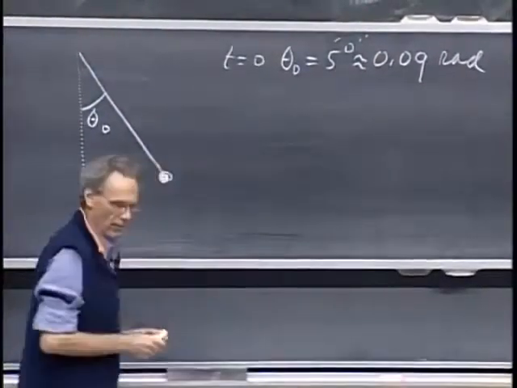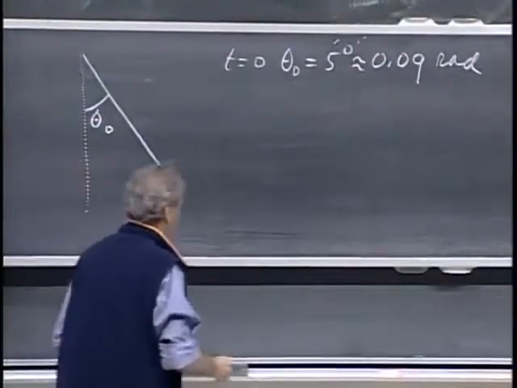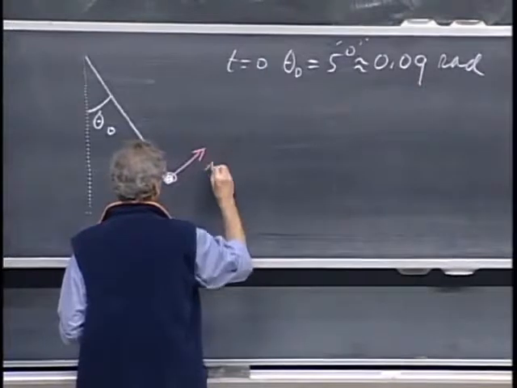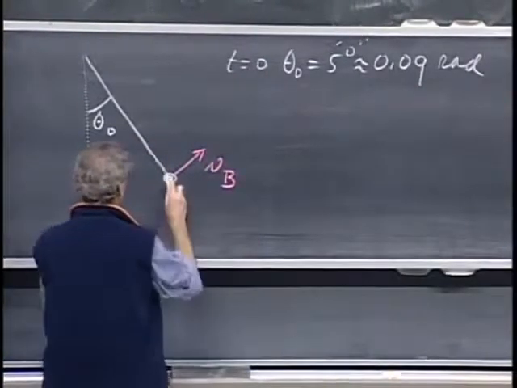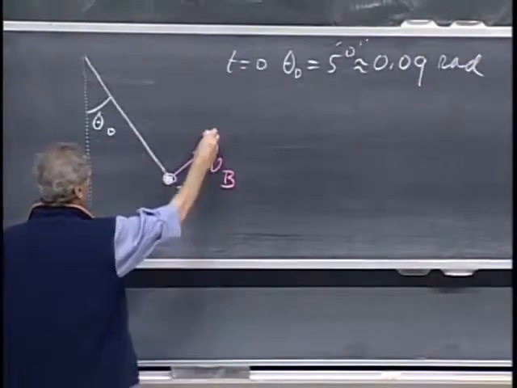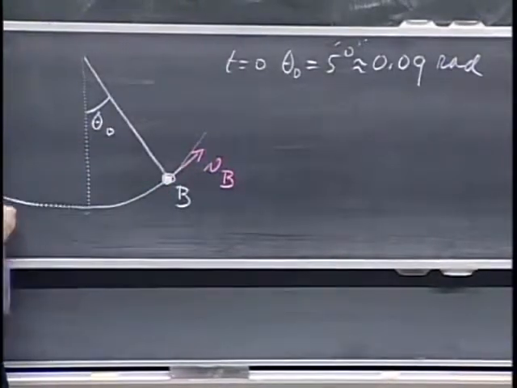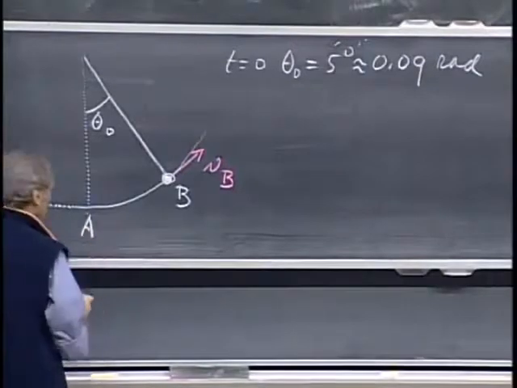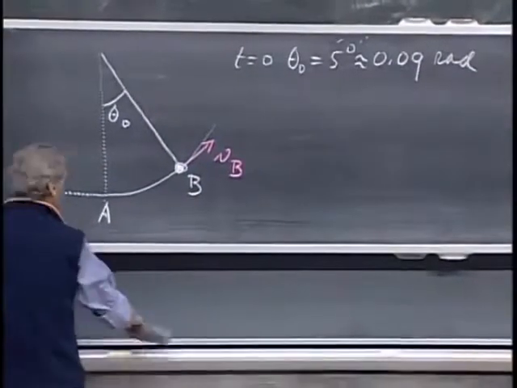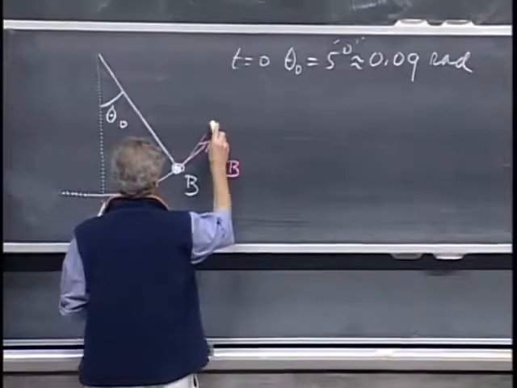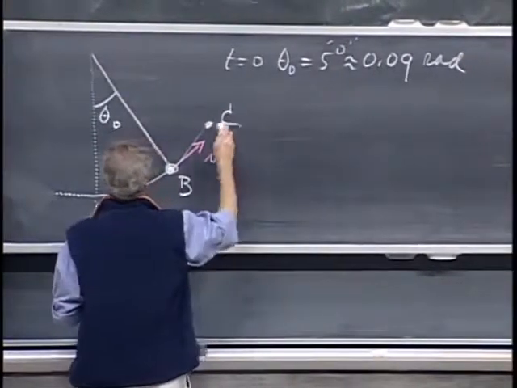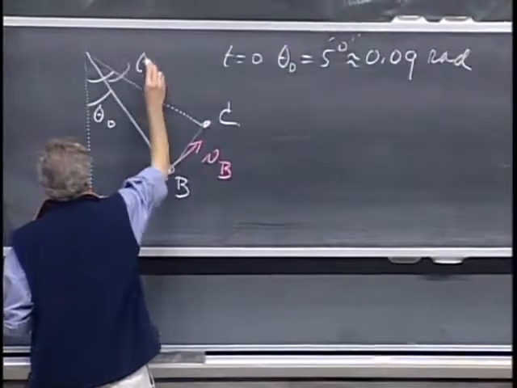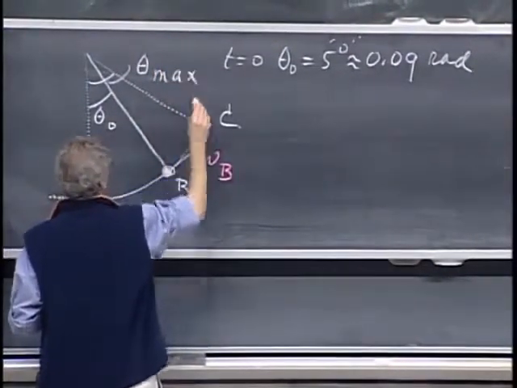At that time t equals 0, I give this pendulum a tangential speed. I call it v of b, because I call this point b. It's going to arc. I call this a. So this is a circle, and it comes to a halt, let's say here, at point C. And then this angle is the maximum angle possible, theta maximum.